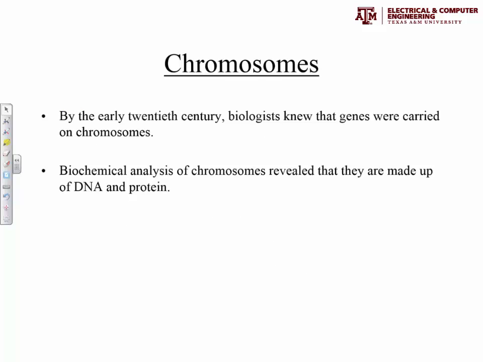Now, by the early 20th century, the biologists knew that genes were carried on chromosomes, because they can see when a cell is dividing, the DNA and the protein that form the chromosomes, that is organized DNA, will condense, and they could see it under a microscope. Now, biochemical analysis of the chromosomes revealed that they are made of DNA and protein. So if you analyze chromosomes using chemicals, you find that they have DNA, nucleotide units, and they also have protein.